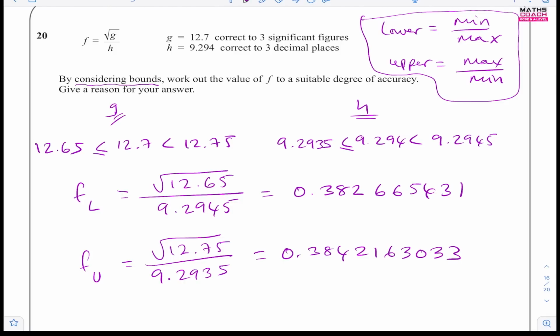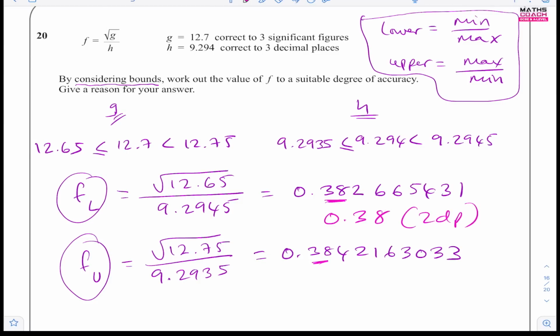Now, the question says, by considering the bounds. We have considered the bounds. This is the lower bound and this is the upper bound. By considering the bounds, work out the value of f to a suitable degree of accuracy. So in order to do that, we look at both of our answers for the upper and the lower bounds. Now, if you look at both of them, they round to the same 2 decimal places. So if you have a look at the first 2 decimal places here, you can see that this rounds to 0.38 if you round to 2 decimal places, and this also rounds to 0.38 if you round to 2 decimal places. So the final answer of f to a suitable degree of accuracy is 0.38.